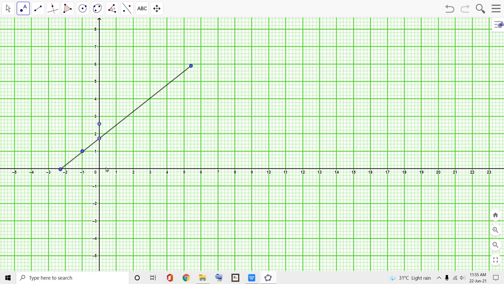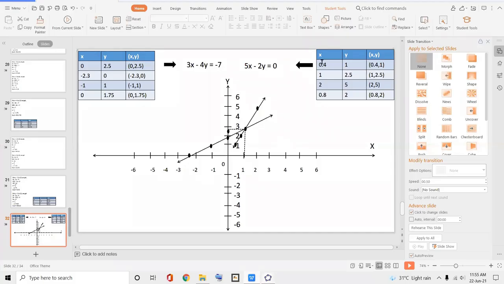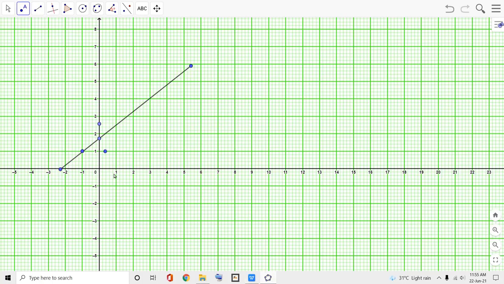So we have 0.4 comma 1. So this point is 0.4 and this is 1. So over here 0.4 comma 1. Then the next point is what? 1 comma 2.5. So we will plot 1 comma 2.5. Now 2.5 is, this is 2, this is 2.2, this is 2.4, and this is 2.6. So in the middle, this is 2.5, that is 1 comma 2.5.